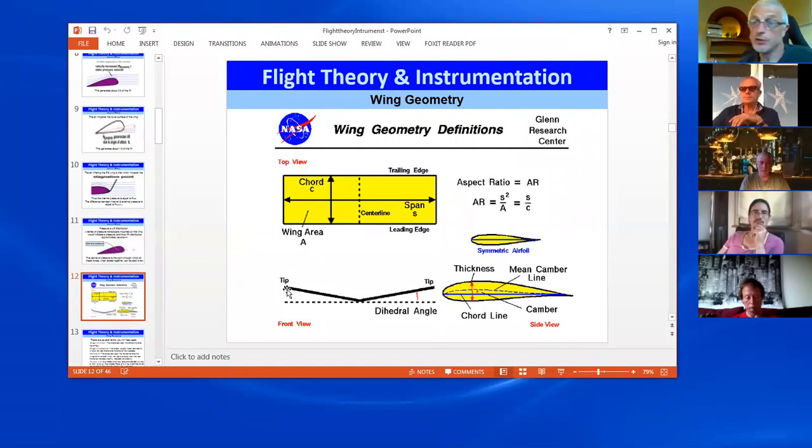There are various definitions you need to know, and these are just definitions. And I think, what does it say? Be able to define and use terms such as the chord line, the angle of attack, aspect ratio, center of pressure, and it says washout on here, which we'll talk about briefly. So let's start with aspect ratio.